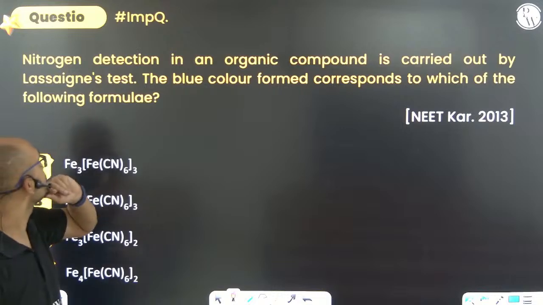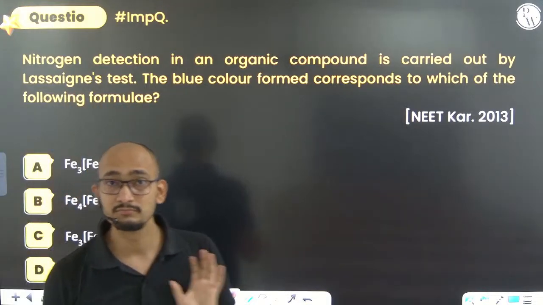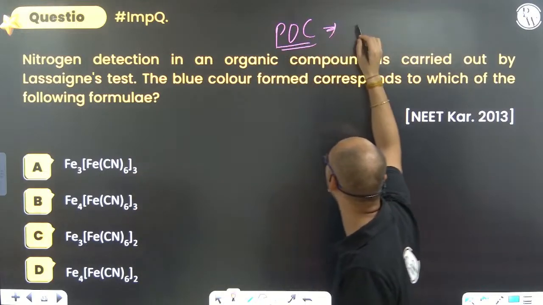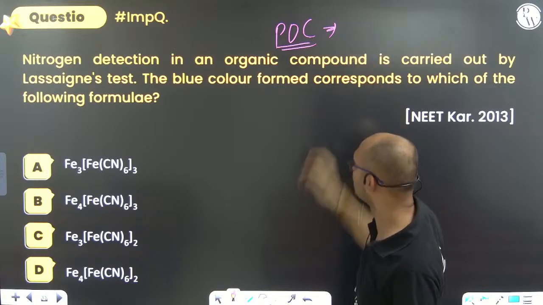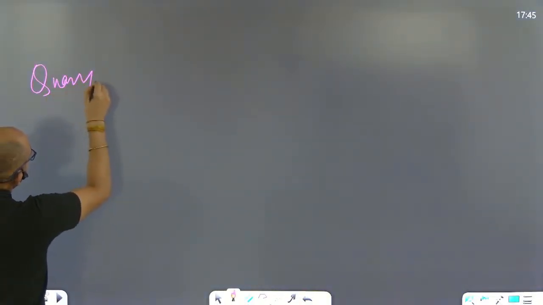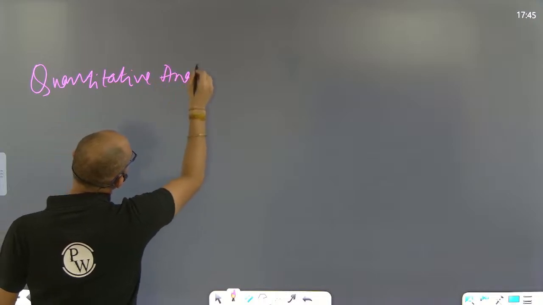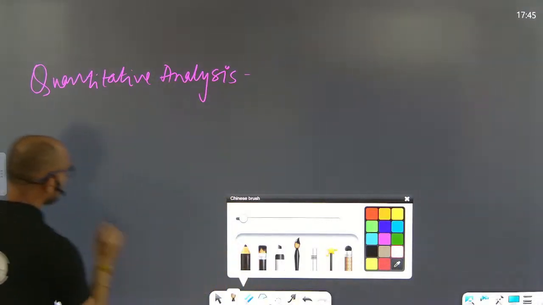Next. Now the question is nitrogen detection in an organic compound. There comes the question from practical organic chemistry. That too from where? There are two types of that: qualitative analysis and quantitative analysis. Understand it. There are few points that I will be telling you. In qualitative analysis, what are the points that you have to keep in mind?